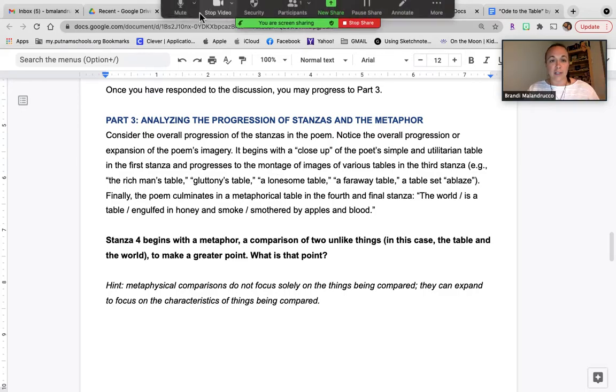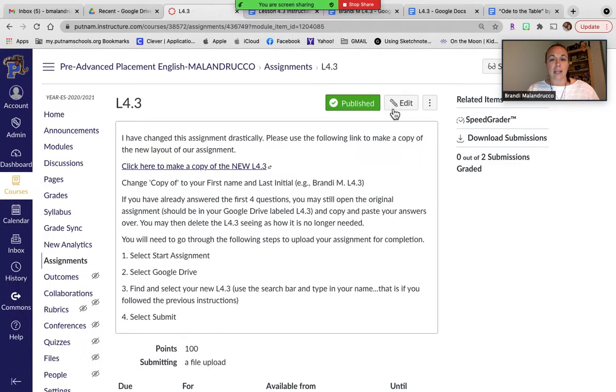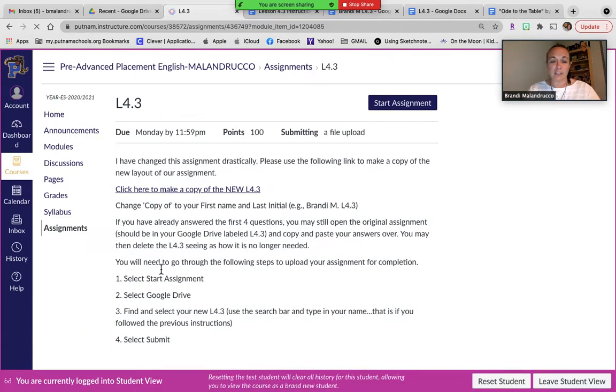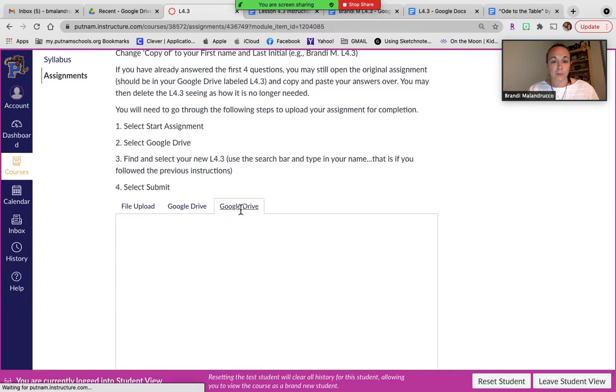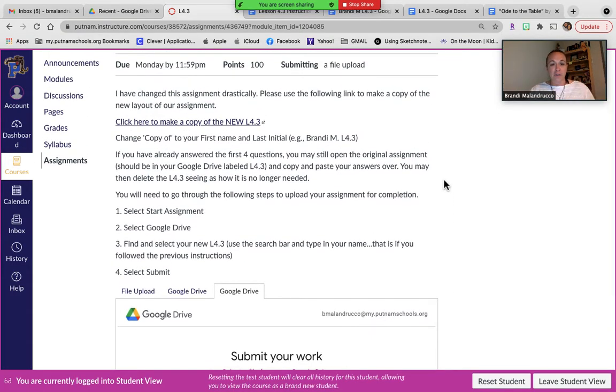Once that is done, you want to come back into 4.3. I'm going to show you what it looks like in student view, and I have these instructions here. Select start assignment. Select Google Drive. And you're selecting, obviously, your name, making sure you select the L4.3 that has your name attached to it. That is, if you followed my directions. So, that being said, that is 4.3.